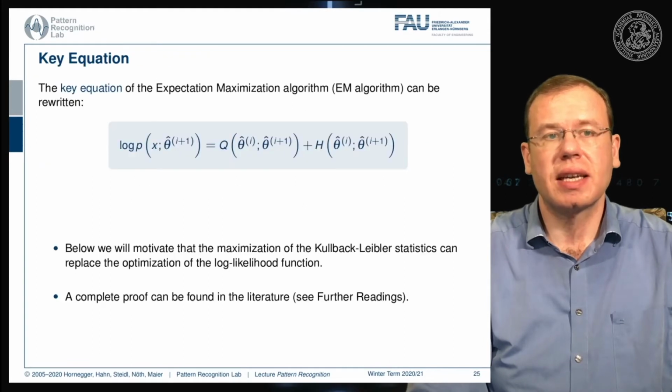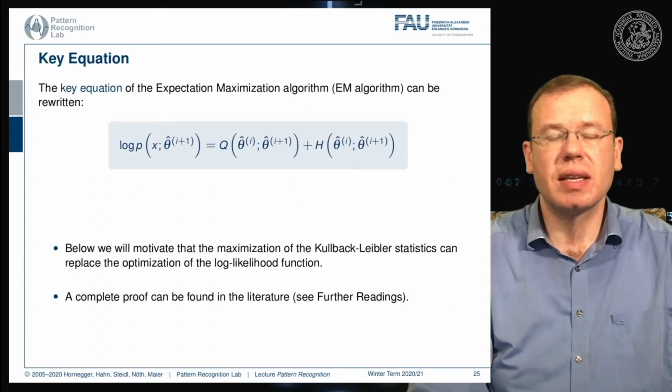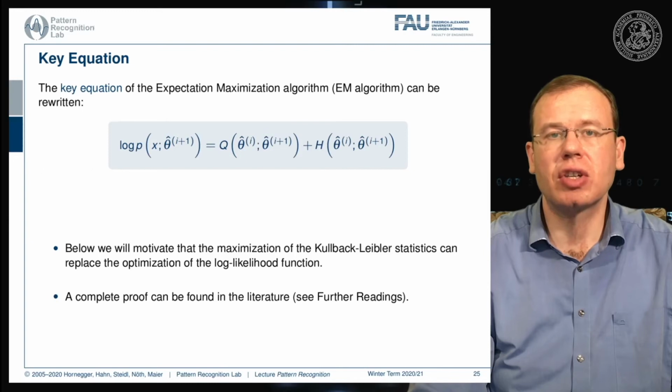Now let's have a look again at the key equation, and you can see that we can now write it down as the log likelihood function of x, and this can be expressed as the Q statistics plus the entropy of the old parameter set and the new parameter set. So now we want to motivate that the maximization of the Kullback-Leibler statistics can actually replace the optimization of the log likelihood function. Note that we only look at this on a rather coarse level. A complete proof can be found in the literature if you have a look at the further readings.